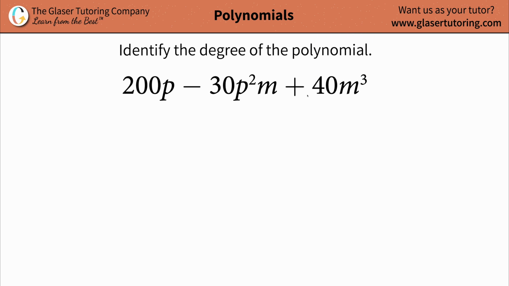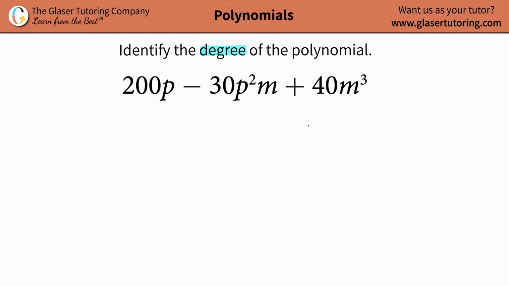Ooh, polynomials! Today we just have to identify the degree of a certain polynomial, right? And in this case, I know that I have a polynomial because I have an algebraic expression with more than two terms. In this case, I have a p, just a p value. I have a p squared. I've got just an m, and I have an m cubed. That's a lot of different terms.